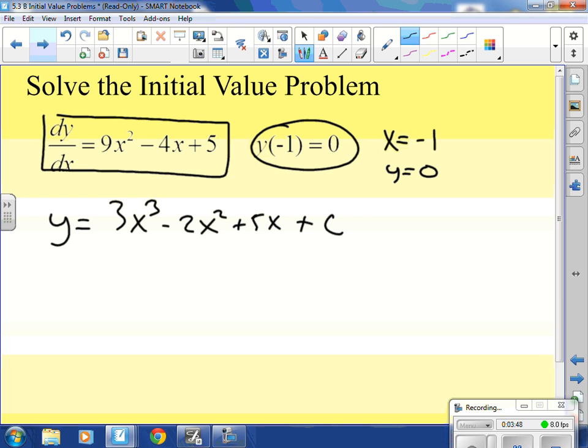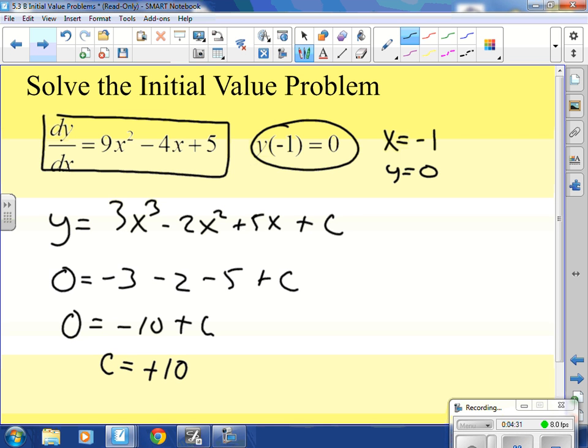Now, as I look at the equation on the board, I've got variable y, variable x, and variable c. And that c is a vertical shift of this cubic. It could be up or down depending on the value of c. I want to find the one cubic that passes through -1, 0. How am I going to accomplish that? Make x equal -1 and y equal 0. So if x is -1, y is 0, we get 0 equals -3 minus 2 minus 5 plus c. So 0 equals -10 plus c, and c turns out to be 10.